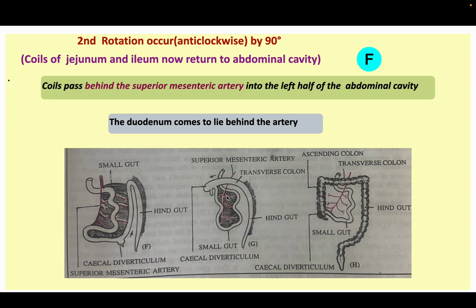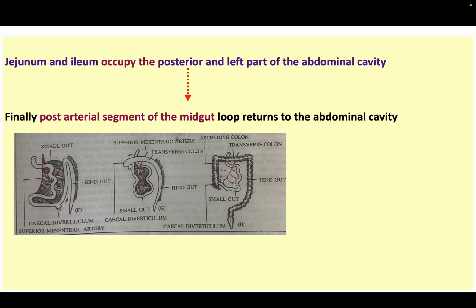So this is the reason, because initially it is lying in the mid-sagittal plane, then it is lying in the horizontal plane, then another 90 degree rotation is happening and the coils of jejunum and ileum come and lie on the left side of the abdominal cavity. Now jejunum and ileum occupy the posterior and left part of the abdominal cavity.